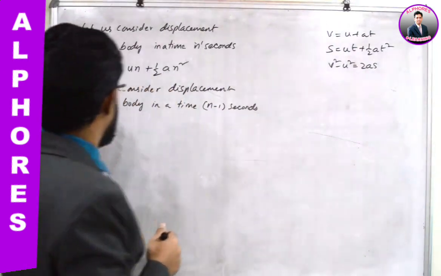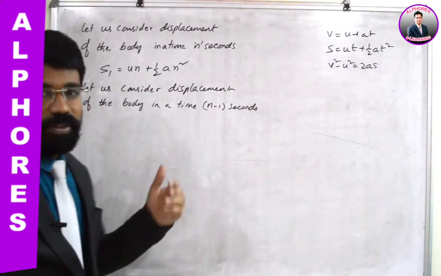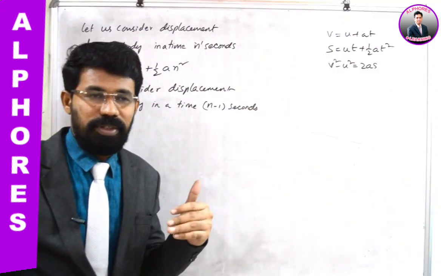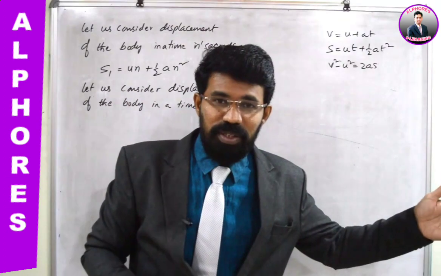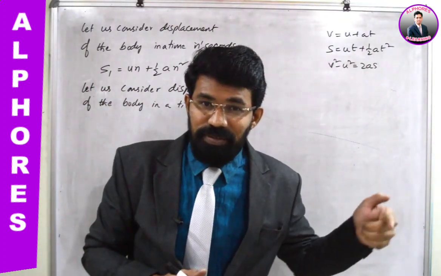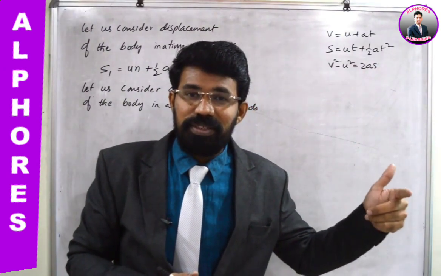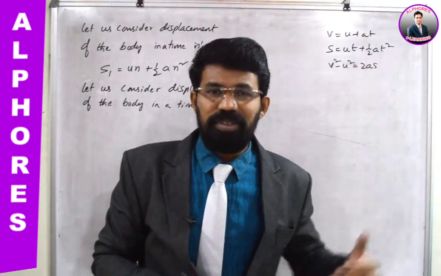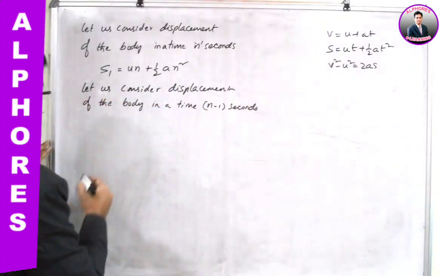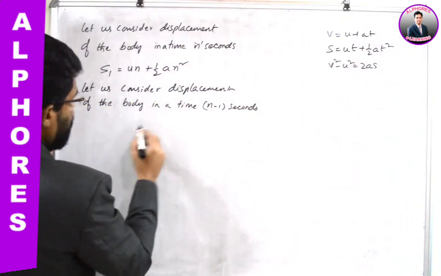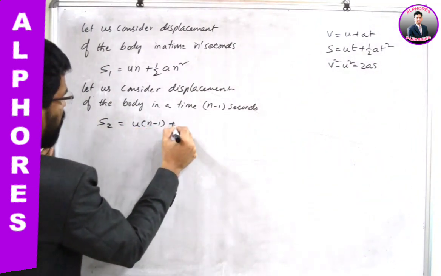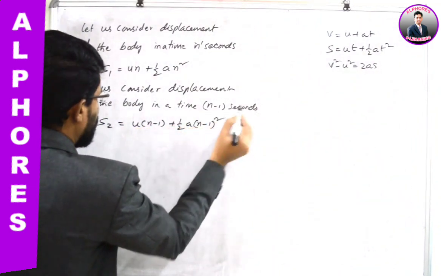For that, I have taken how much distance it has traveled in n seconds, and in n minus 1 seconds. It's like the distance traveled by the body in 5 seconds and in 4 seconds can be written, and when you take the difference, you will get the distance covered, or displacement undergone, by the body in the 5th second. So let us consider displacement of the body in a time n minus 1 seconds. I will represent this as S2. It can be written as u into n minus 1 plus half a into n minus 1 whole square.